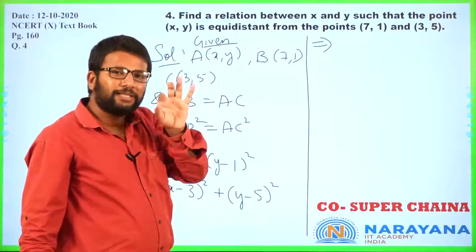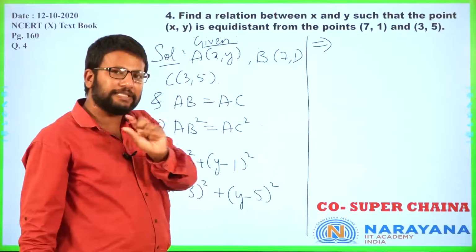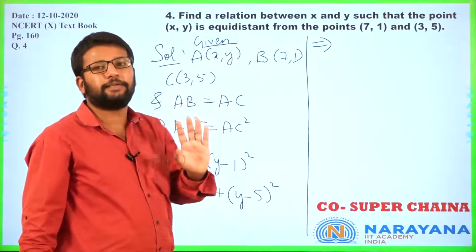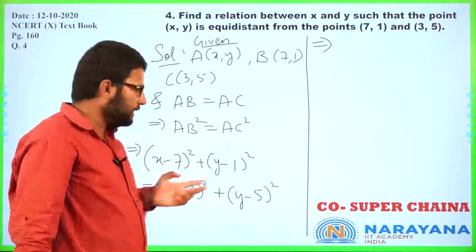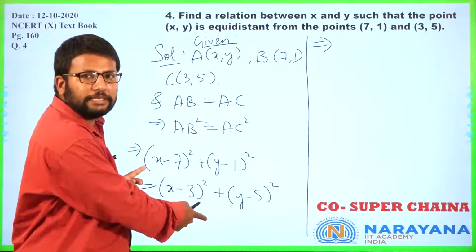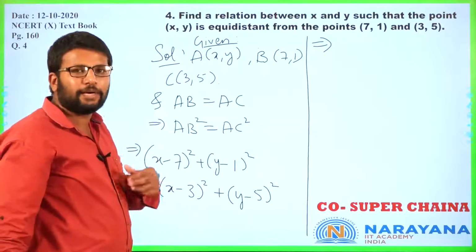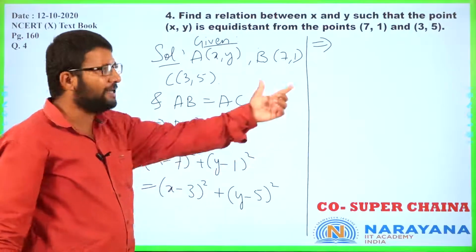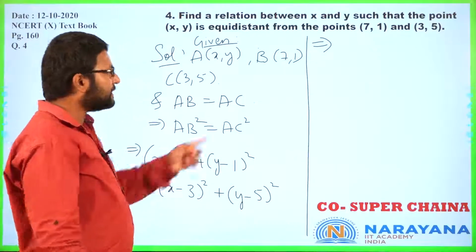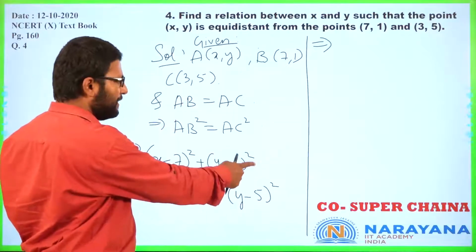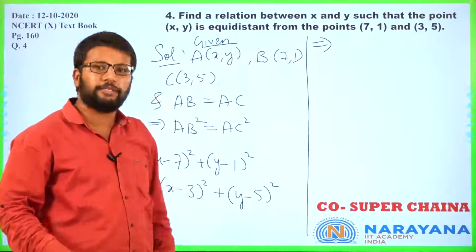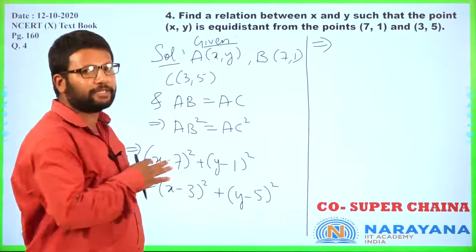Which means, if you can just give an equation that contains x, y and some numbers, that is enough. And you see, this is the equation. This right here, already you can say, you know what, this is the relation. But because in mathematics, out of habit, we try to simplify everything and leave it in the simplest form. Okay. But you should realize, this is the answer they are looking for. This itself is a relation between x and y such that point x, y is equidistant from 7, 1 and 3, 5. Now we just have to simplify this.